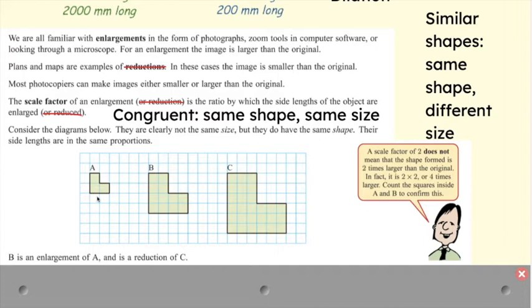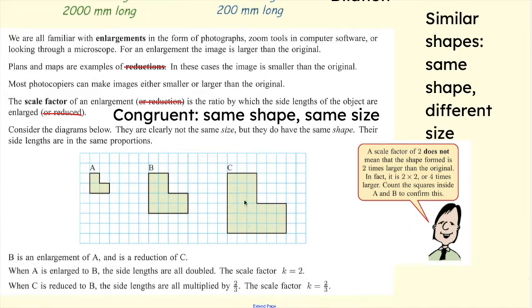All right, so let's see what has happened with our A, B, and C figures here. B is an enlargement of A. We took A and we got B. It's a bigger shape. We could say C is a reduction of A, but it's also still an enlargement. It's just been enlarged by a fractional scale factor.